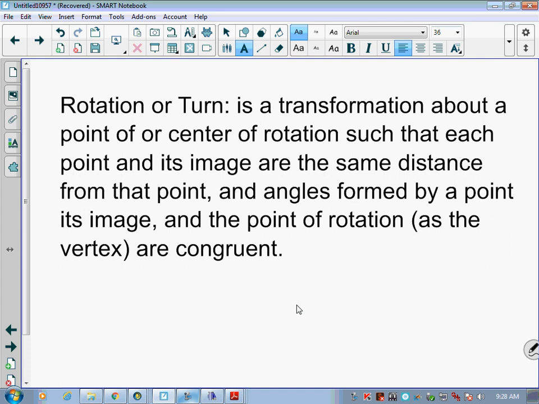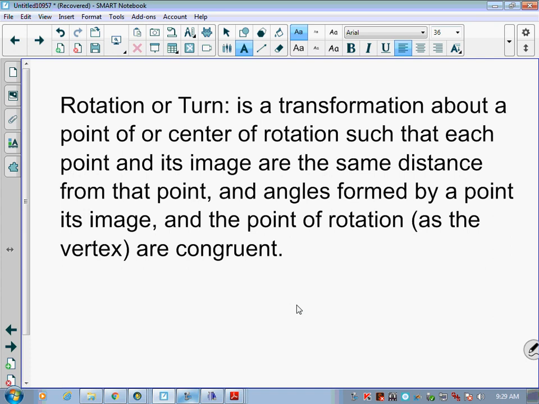A rotation is a transformation about a point or center of rotation such that each point and its image are the same distance from that point, and the angles formed by a point, its image, and the point of rotation as the vertex are going to be congruent. So when we talked about translation or slide, everything moves the same number left, right, up, down. In a reflection, the important thing to know is our line of reflection. In rotation, what's important to know is our point and our direction of rotation, because we can go clockwise or we can go counterclockwise around that point. Then we need to know the number of degrees that we're going.